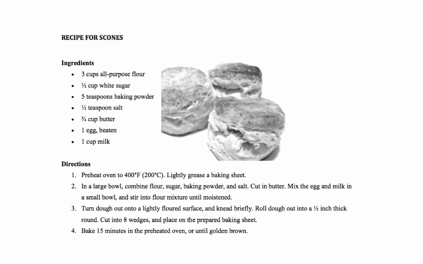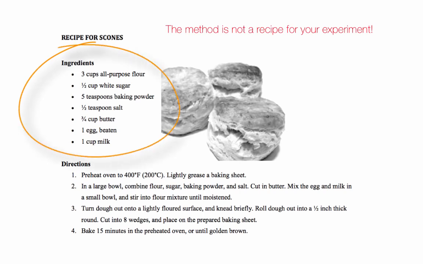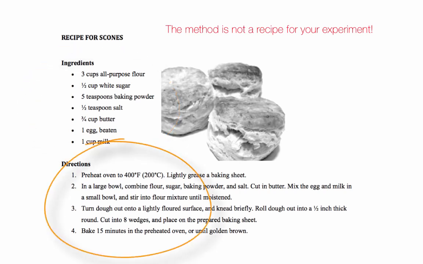Okay, just a quick example to talk about active and passive. This is a recipe for scones, and the reason I'm showing you this is because a lot of students make the mistake of making their method sound like a recipe, but the method is not a recipe for your experiment. In the recipe, we have a list of ingredients, and we have directions like the first one. It says preheat oven to 400 degrees. Okay, this kind of grammar is not used in the method section.